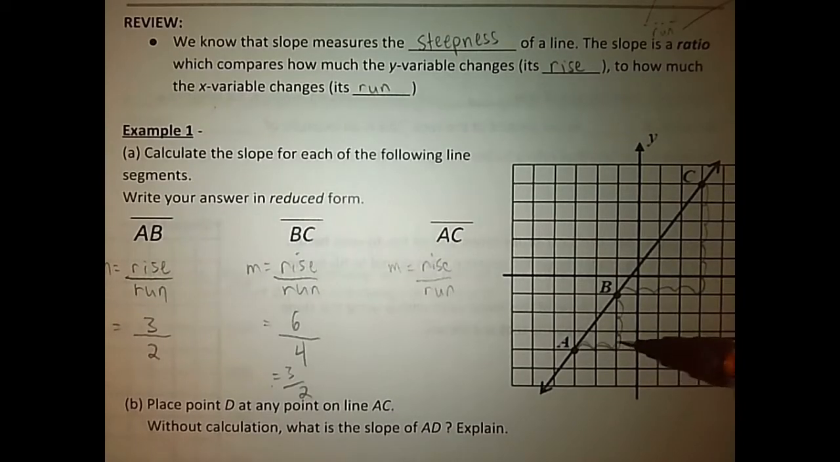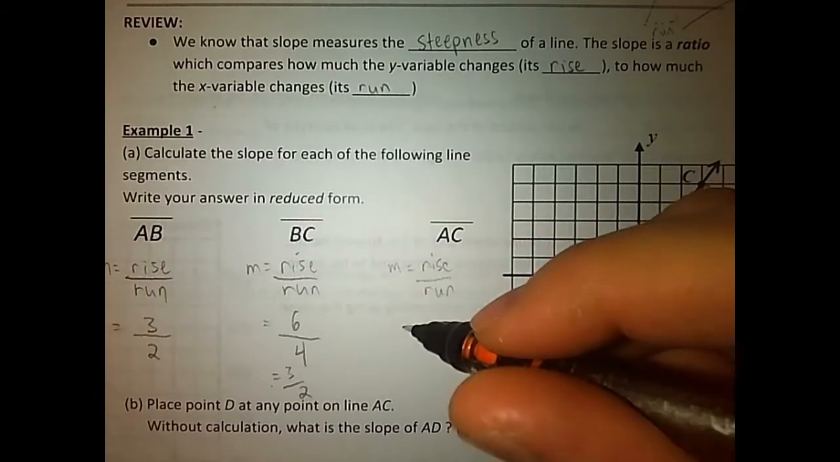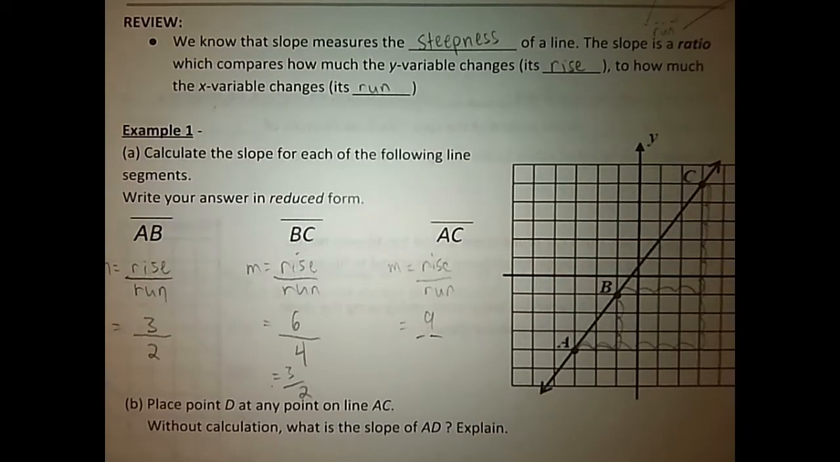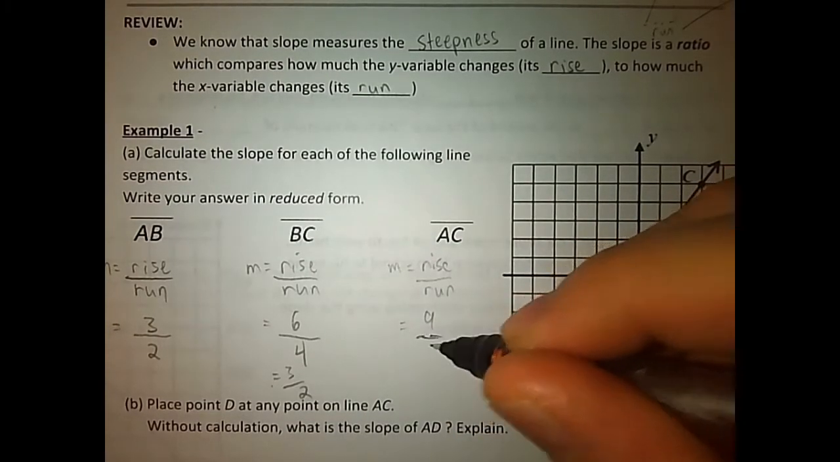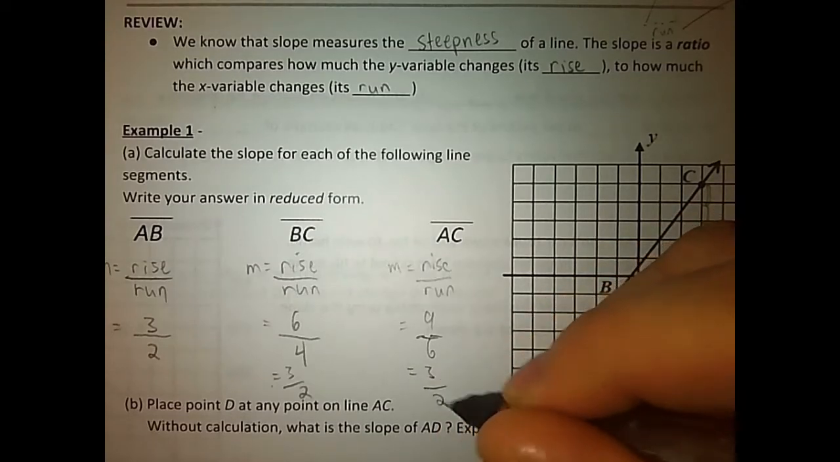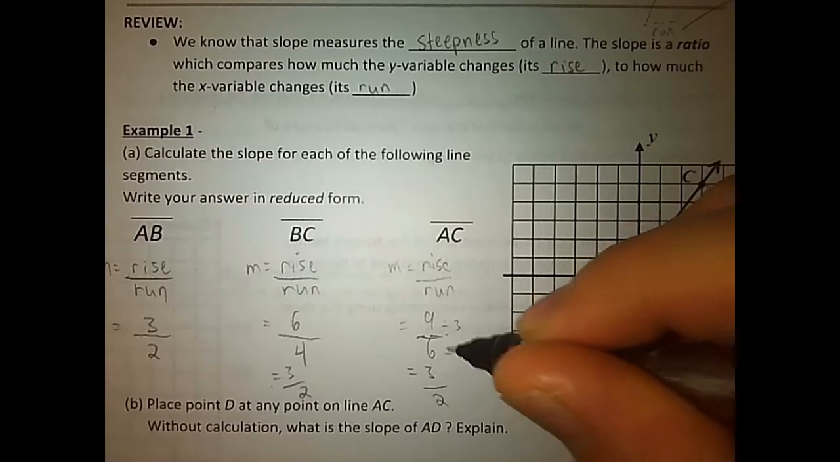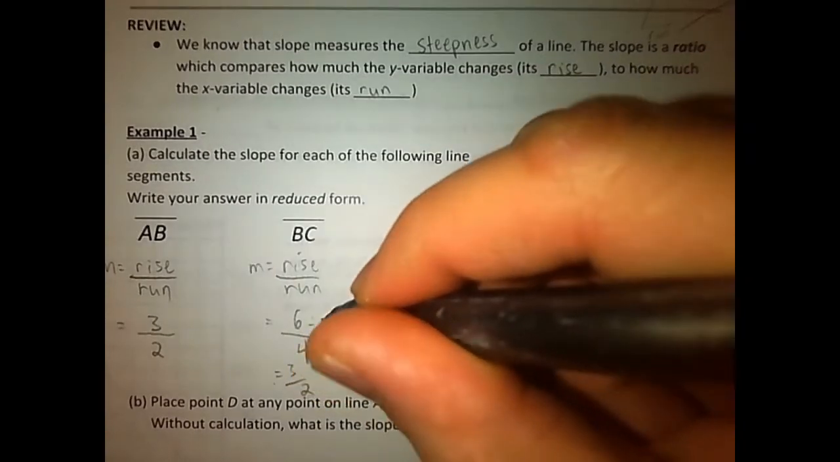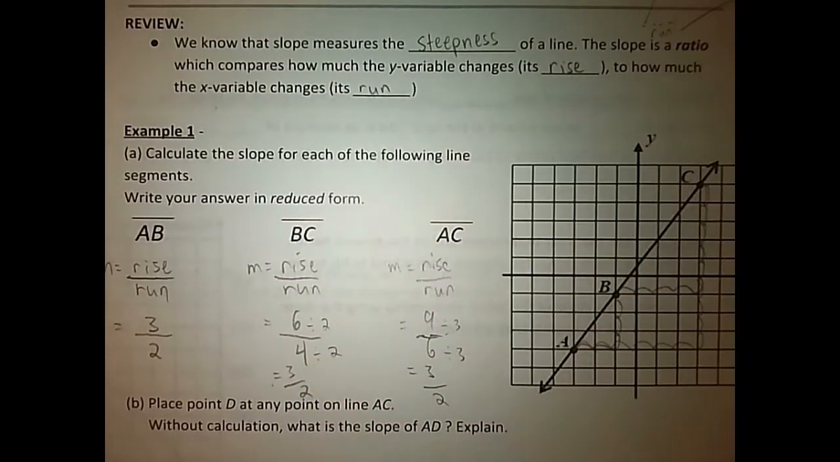Then I'll do this for AC. The run is 1, 2, 3, 4, 5, 6. The rise is 1, 2, 3, 4, 5, 6, 7, 8, 9. It's 9 over 6, which is the same as reduced 3 over 2. Divide by 3 here, divide by 2 here.